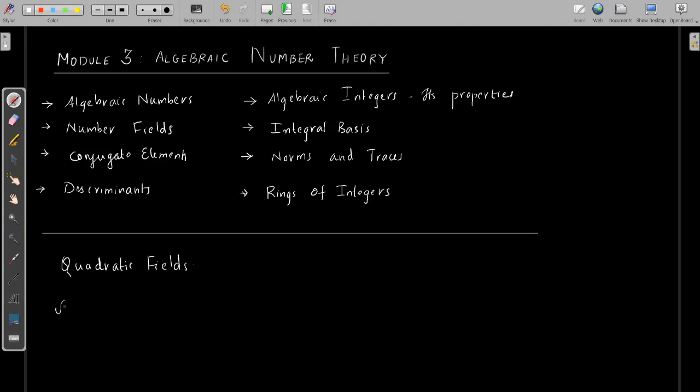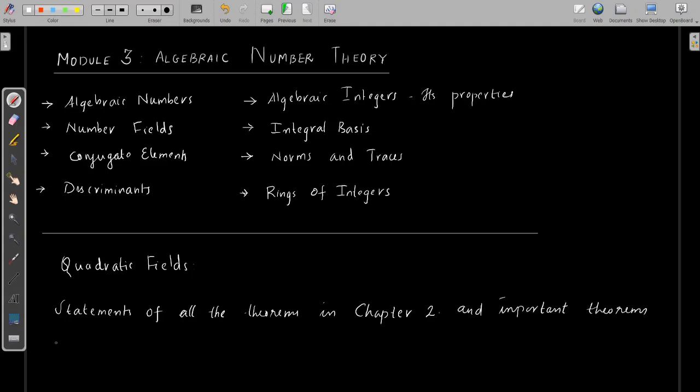From chapter 3, you need to read about quadratic fields and their properties. So you need to read the statements of all the theorems in chapter 2 and understand those theorems. We need to use these theorems as a reference in chapters 4 and 5, along with some important theorems of chapter 1 and chapter 3. I have already mentioned the important theorems in chapter 1 as 1.16 and 1.17, and you should read all the important theorems in chapter 3 that you have to use as references.